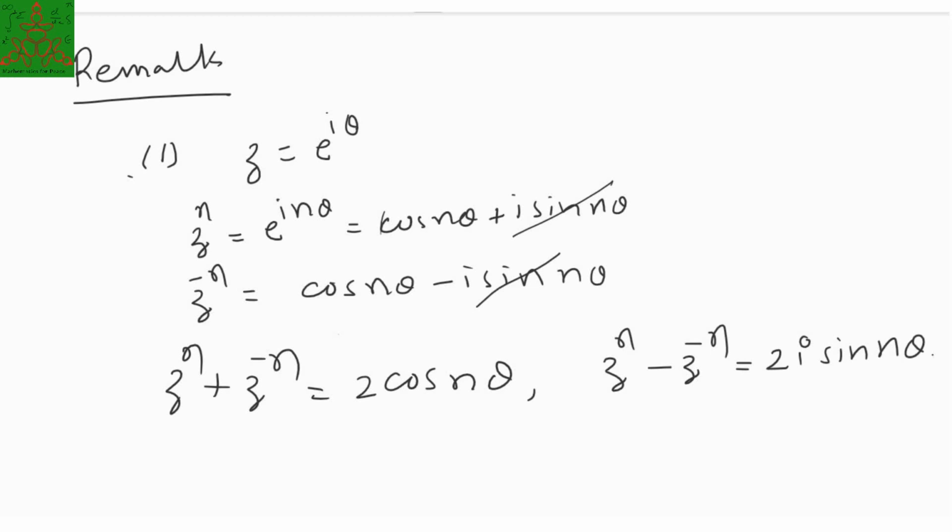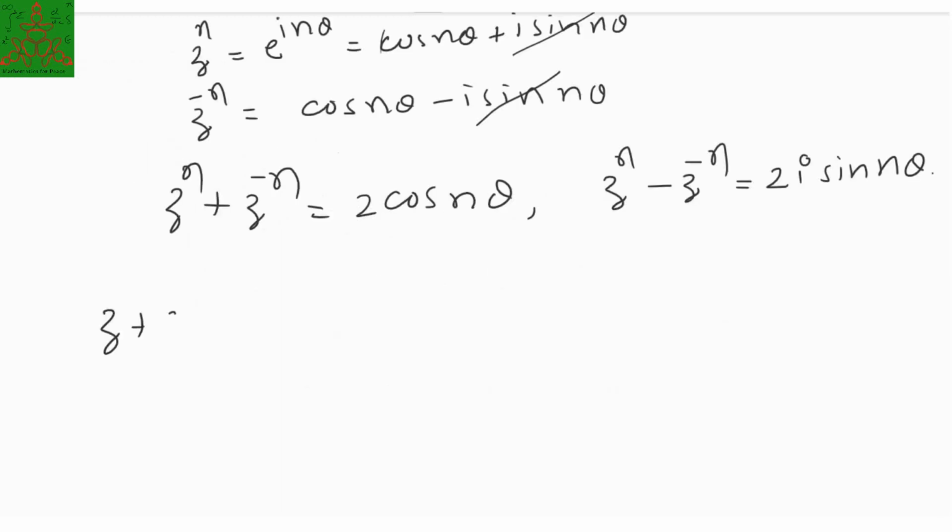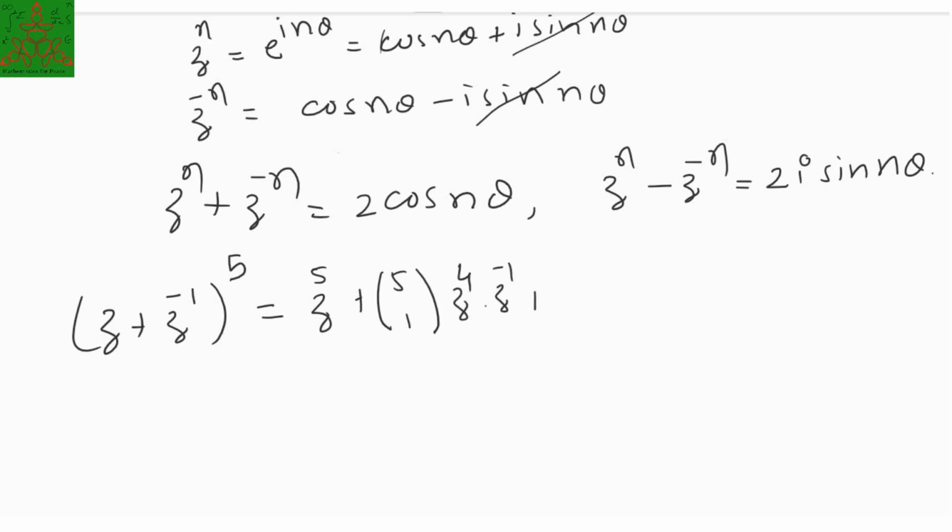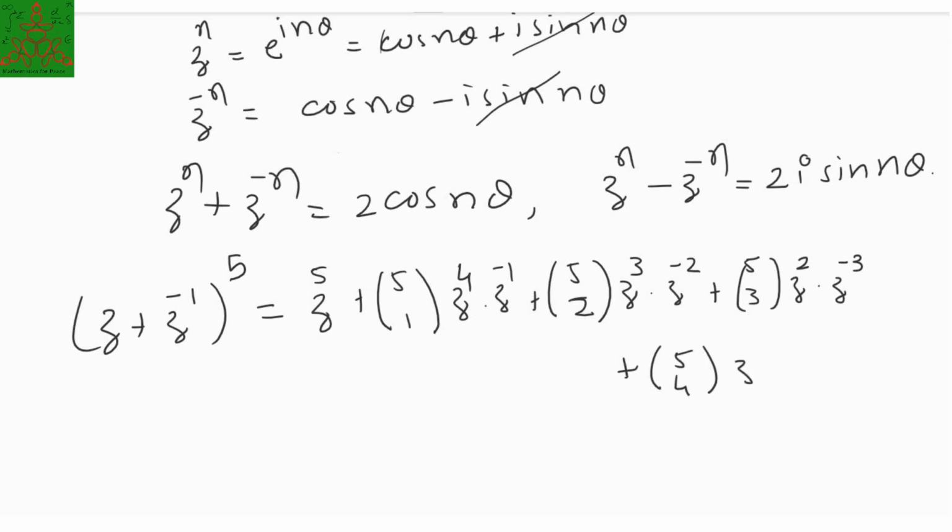If I take this expression, that is z plus z raised to minus 1, to the power 5, so if I use the binomial expansion for this, this will be z raised to 5 plus 5c1 z raised to 4 into z raised to minus 1, 5c2 z cube into z raised to minus 2, 5c3 z squared into z raised to minus 3, 5c4 z into z raised to minus 4, and 5c5 z raised to minus 5.